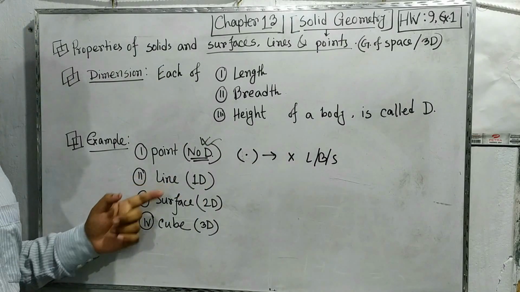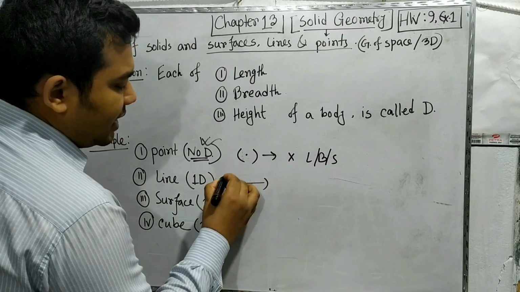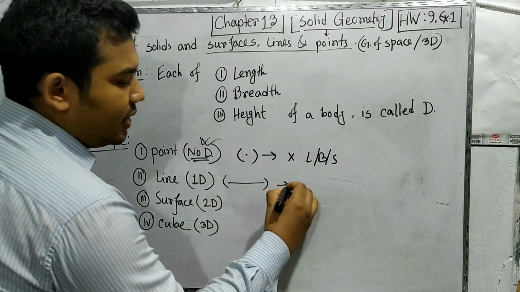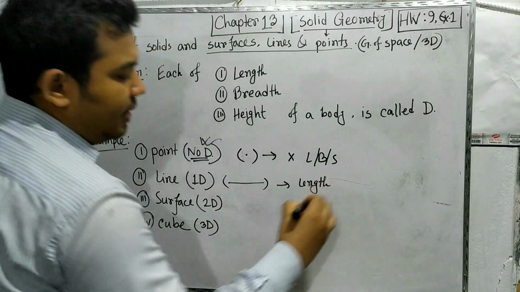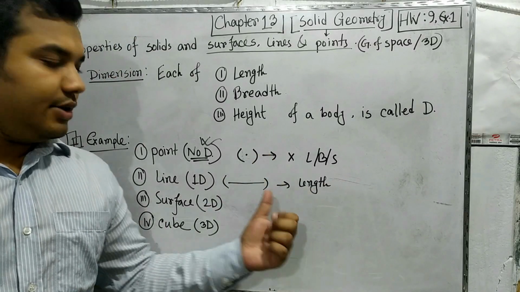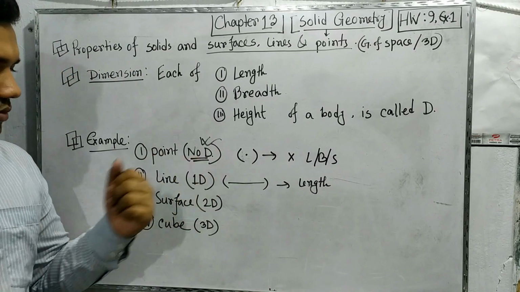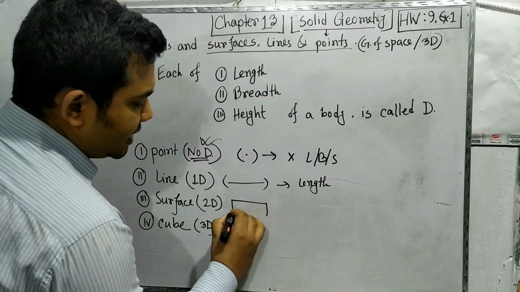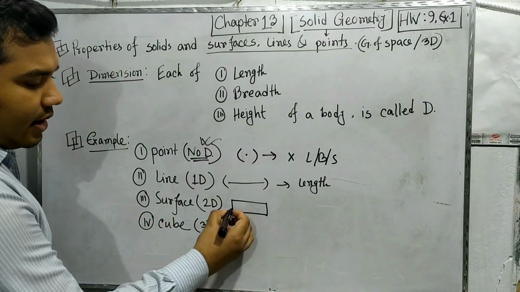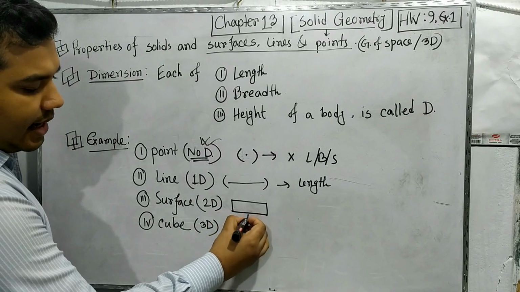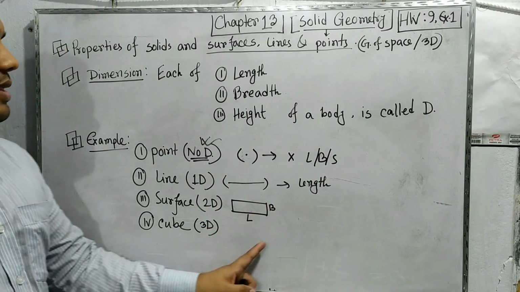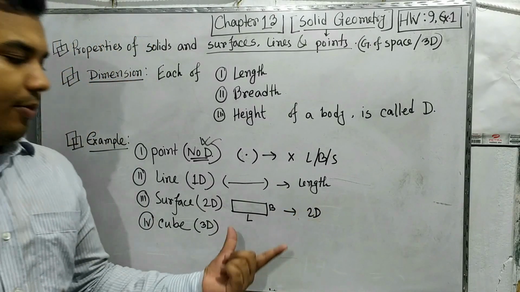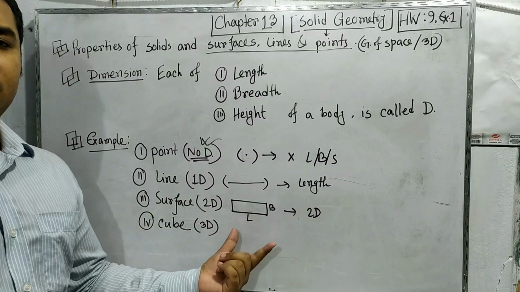Now, the line. The figure of the line is like this. In this line there is only length, but no breadth or height. That's why we can say this is a 1D substance. Here the surface generally looks like this. On that surface we see that both length and breadth are present. That's why it can be said to be a two-dimensional body.